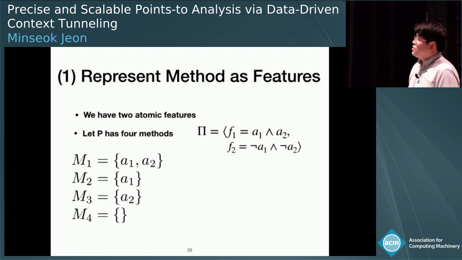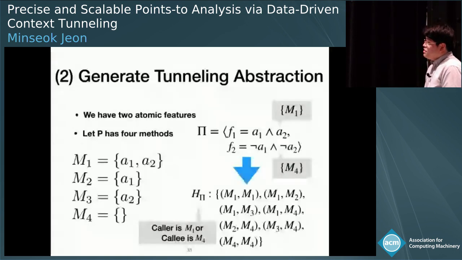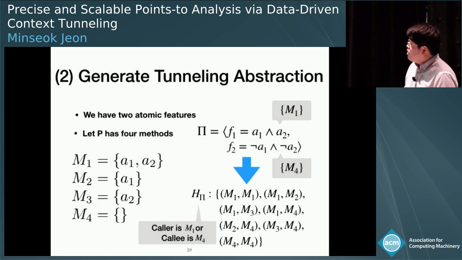Now I will explain how our heuristic works. Let's assume a program has four methods, M1, M2, M3, and M4, and we have two atomic features, A1 and A2. And parameter pi has two Boolean formulas, F1 with A1 and A2, F2 with not A1 and not A2. First, methods are represented as feature sets like this. In this example, F1 means the singleton set M1, and F2 means the singleton set M4. And then the heuristic generates method relations that are caller method in F1 or callee method in F2. In this example, the tunneling heuristic generates method relations where the caller method is M1 or the callee method is M4.